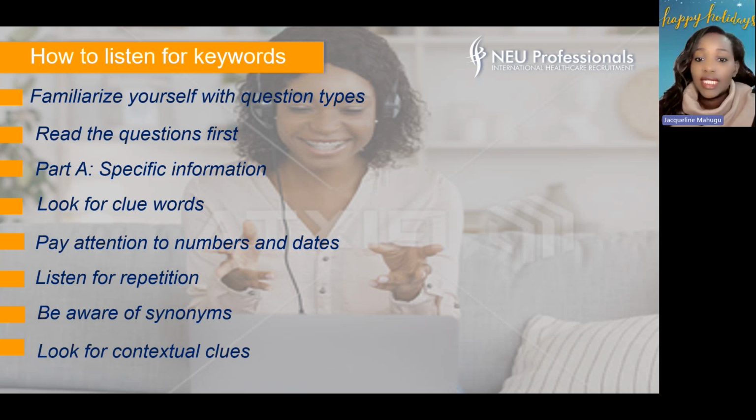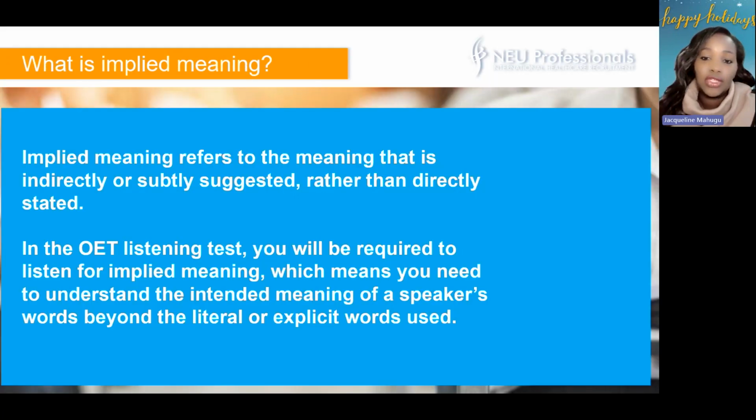Then what about implied meaning? In the OET listening test, you might be required to listen for implied meaning, which means that you need to understand the intended meaning of the speaker beyond the literal or explicit words used. So we said that implied meaning refers to the meaning that is indirectly or subtly suggested rather than directly stated.